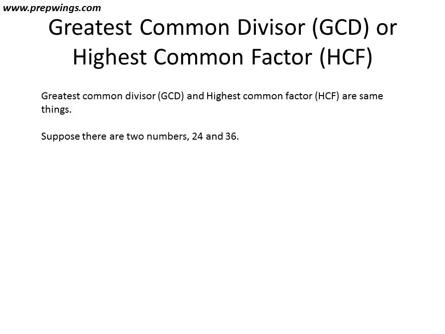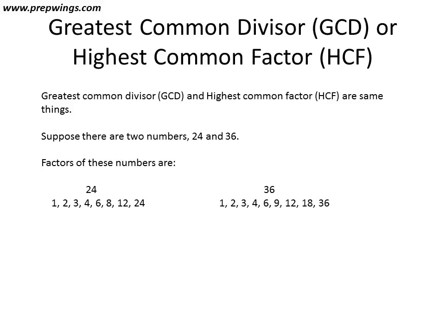Now we'll first understand the concept of GCD and HCF. Now suppose there are two numbers, 24 and 36. The factors of these numbers are listed here. So 24 has 1, 2, 3, 4, 6, 8, 12 and 24 as the factors. And on the other hand, 36 has 1, 2, 3, 4, 6, 9, 12, 18 and 36 as the factors.